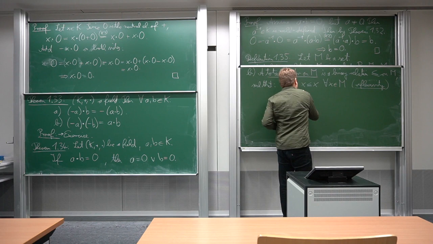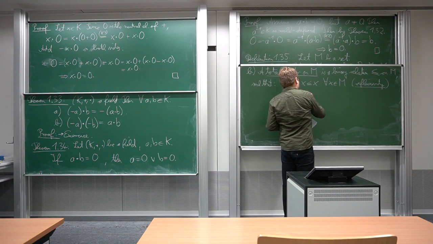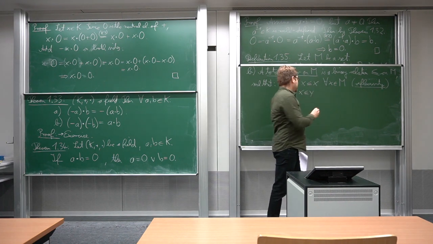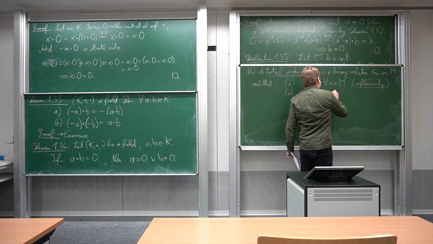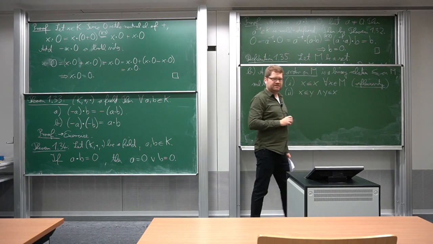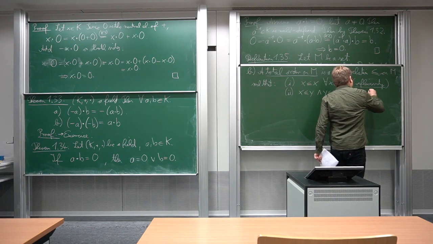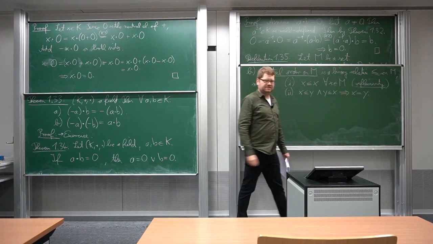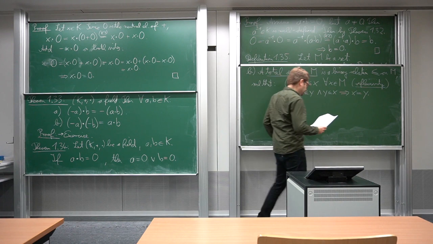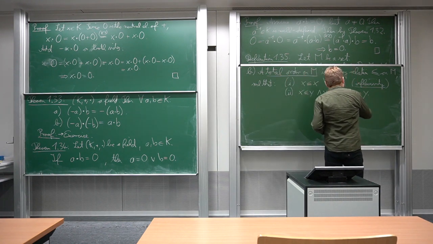Okay, then another nice property: if x is smaller than or equal to y, and y is smaller than or equal to x, so if both of these things hold, then it should follow that x is equal to y. This is the second axiom we demand. This is called anti-symmetry.